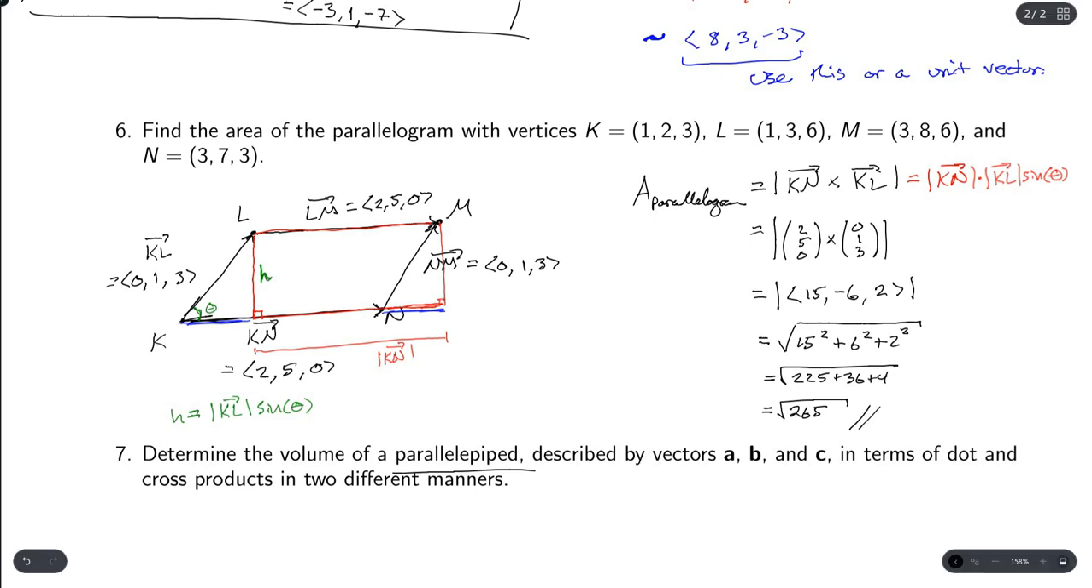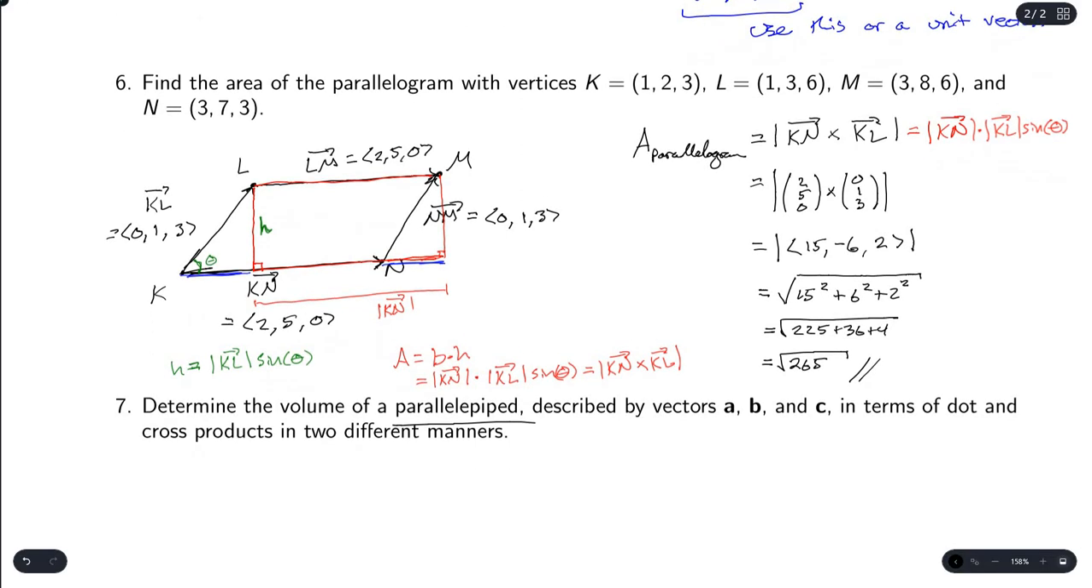So the area of that rectangle, which is equal to the area of the parallelogram, is base times height, right? And that base is the magnitude of KN, and the height is the magnitude of KL times the sine of theta. And that is the magnitude of that cross product. Cool, right?